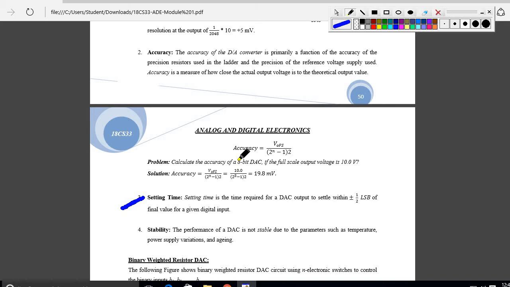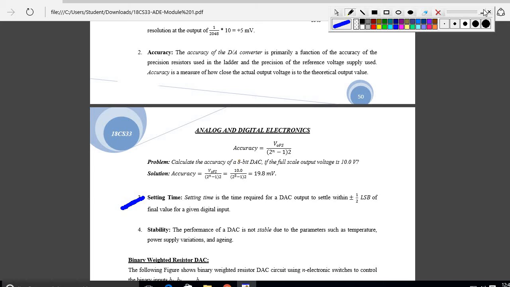Whatever the digital input is, the output should be within plus or minus half of an LSB of the final value for that digital input. So we have to settle like that. That is exactly your settling time. This is one of the parameters of the DAC.